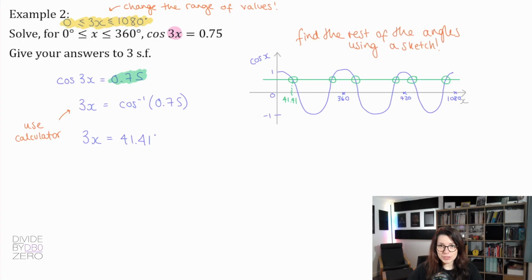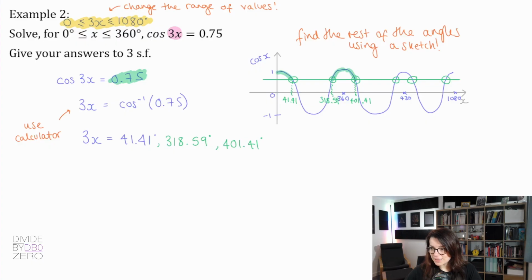Now, if we look at the symmetry of the cos graph, this distance would be the same as this distance coming in from 360 degrees. So to find this angle, we just need to do 360 take away 41.41, and that gives us 318.59. So that would be the next solution here. For this angle, again, this distance here would be the same, 41.41. So we just need to do 360 plus 41.41, and that would be 401.41.